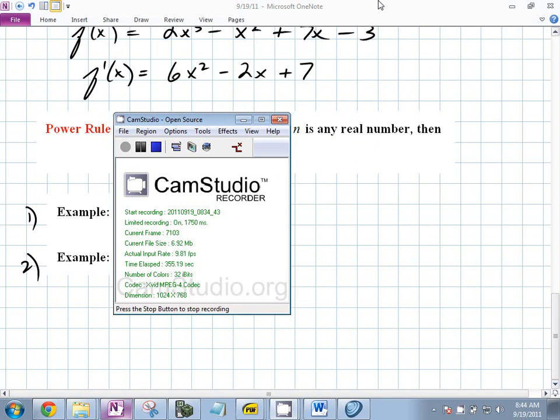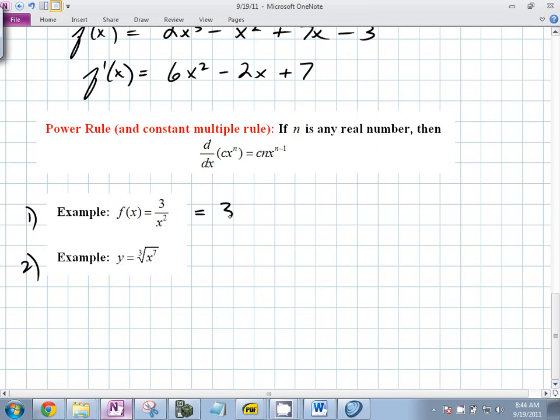Tell me what I should change it to. 3 times. Yeah, so therefore f prime of x is, and you could say that's negative 6 over x cubed, exactly. So we can use the rule we just learned, absolutely.